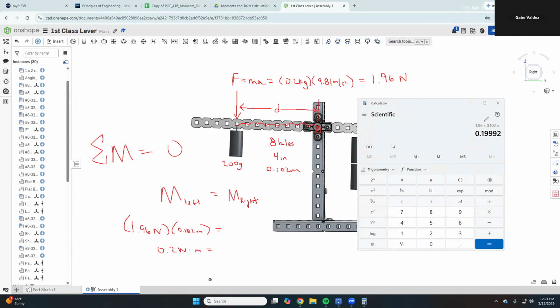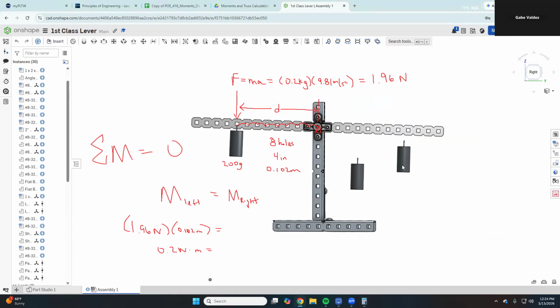Okay. So the idea behind this activity is that if I had different masses, let's say, a 200 gram mass, so another 200 gram mass, where would I need to put this to balance it out? Well, if this is 1.96 newtons, in order to get it to equal the moments on the left, I also have to put this 8 holes away from the fulcrum so that my distance is the same.